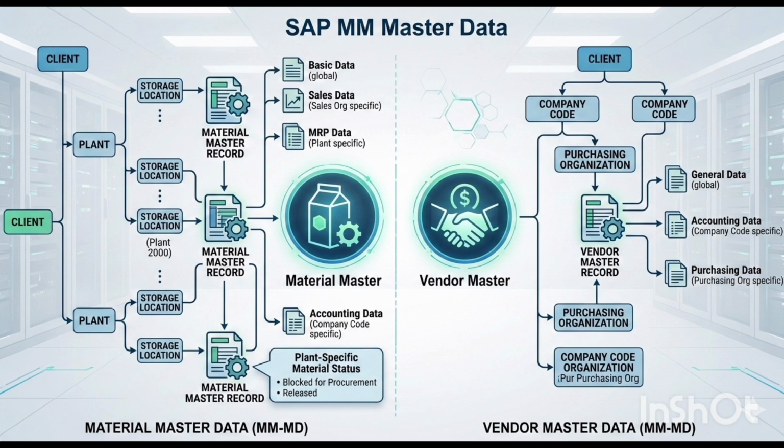Similarly, the vendor master contains all the information about a company's business partners. The diagram highlights its structure, which includes general data, company code data, purchasing organization data.